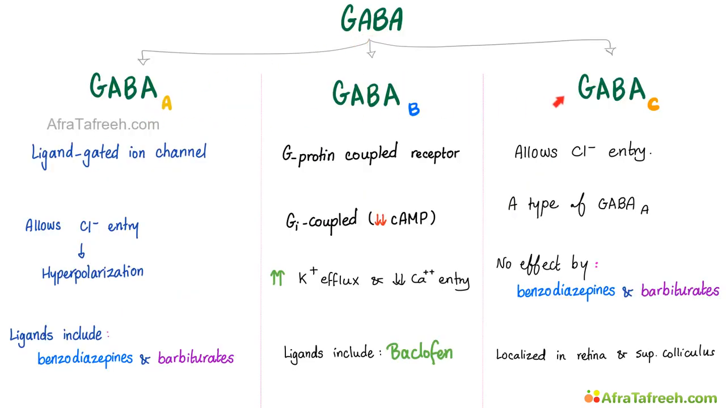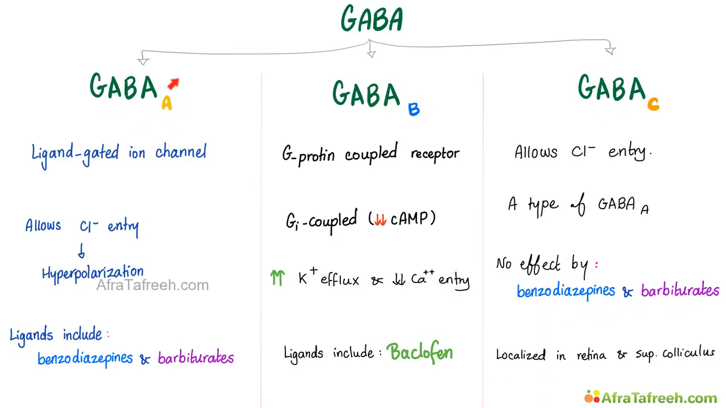We have 3 types of GABA receptor, GABA A, GABA B, and guess what? GABA C. Which one is included with benzodiazepine barbiturates? They act on GABA A. Baclofen, a muscle relaxant, acts on GABA B. Benzodiazepine and barbiturates have nothing to do with GABA C.